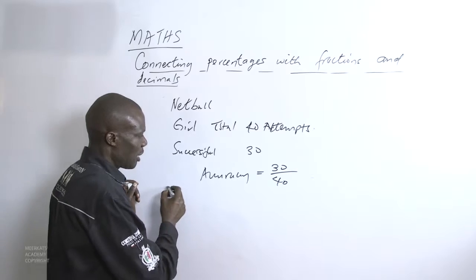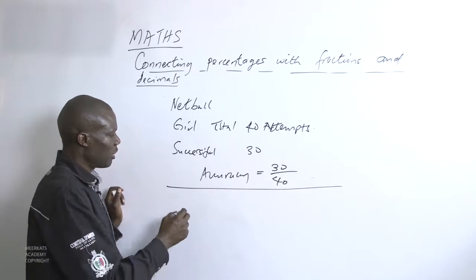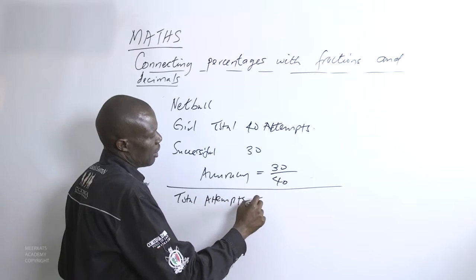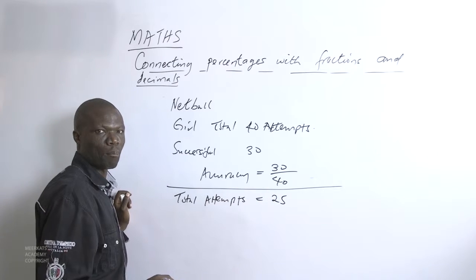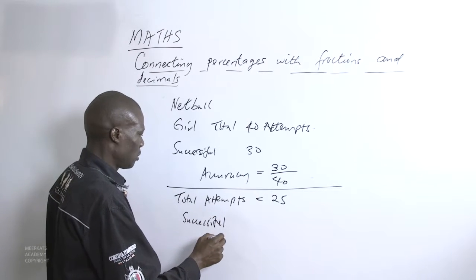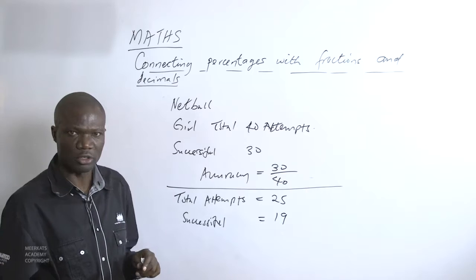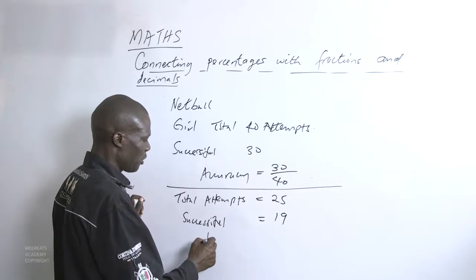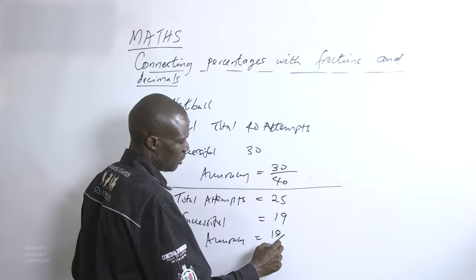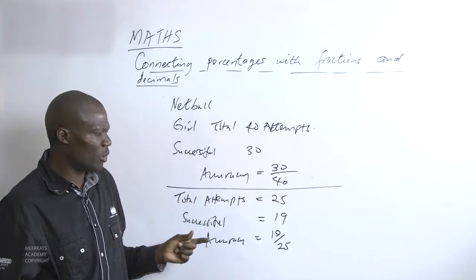Let us also look at another girl who was given a total of 25 attempts, and she managed to successfully score 19 goals. So her accuracy is 19 over 25.